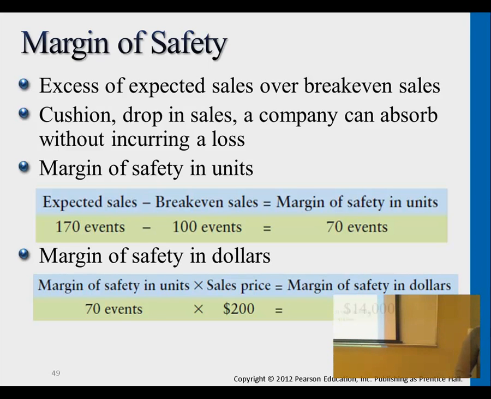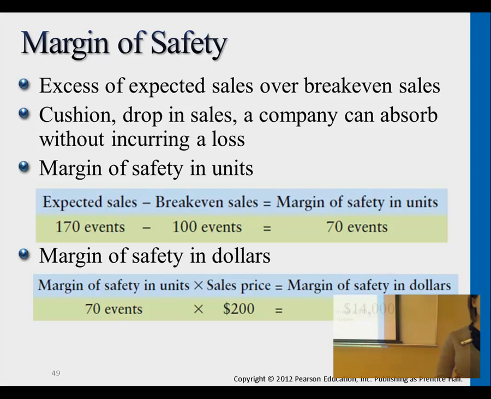What is a margin of safety? Margin of safety is your excess of expected sales over break-even sales. To calculate your margin of safety in units, we need to have expected sales. We'll subtract our break-even sales that we already know how to calculate before, and we get this margin of safety in units. It's like a cushion, okay?